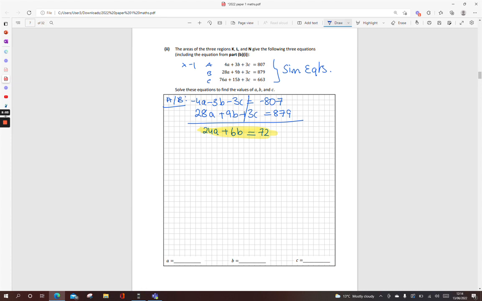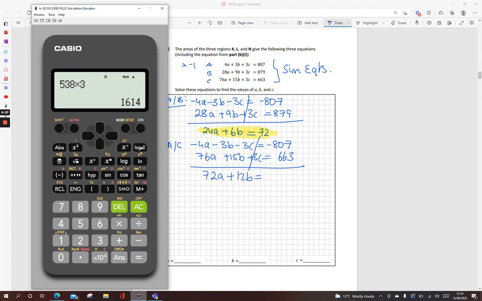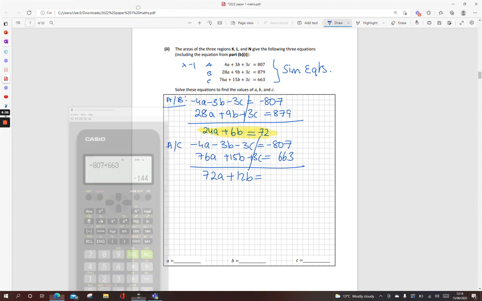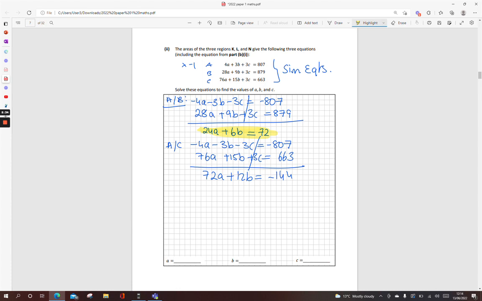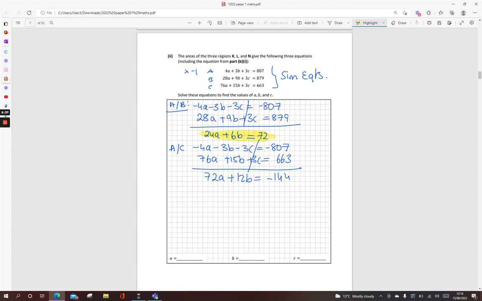I'll repeat that, and maybe I'll take A and C. Multiplying A by -1 once again. And my C, slots them straight in below it. Line up my A's, line up my B's, line up my C's. Same number, different sign, there you go. And I have 72A plus 12B minus 807 plus 663 minus 144. So I've now got my normal simultaneous equation in two variables.